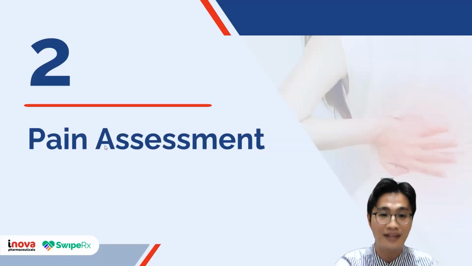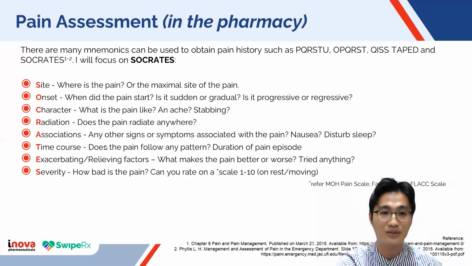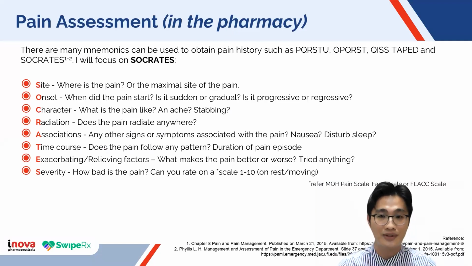In terms of pain assessment, it was asked by one of the pharmacists just now what you should ask. So these are the questions that you can ask in the pharmacy. There are many mnemonics that can be used to obtain the pain history, such as PQRSTU, CASE tape, and also SOCRATES. I'll focus on SOCRATES because this gives a more detailed history taking. The mnemonic S means site. You can ask the patient when they first come in, where is the pain, or the maximum site of the pain? When did the pain start?